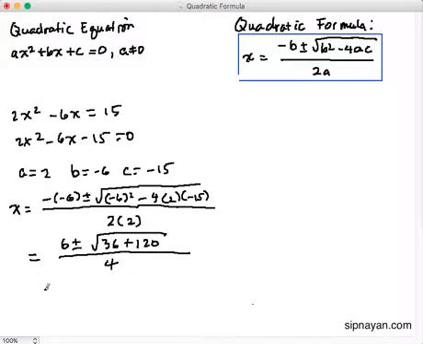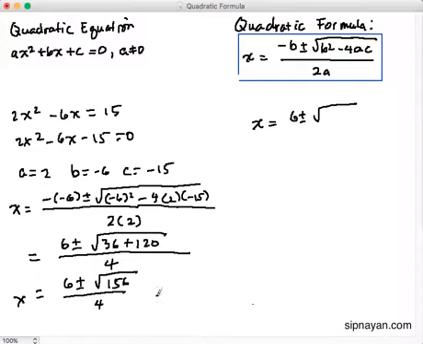So, simplifying again, we have 6 plus minus square root of 156 all over 4. No? And 156 can be factored. Pwede natin i-factor siya into 6 plus minus, this is I think 4 times 39, no? Square root of 4 times 39 all over 4.